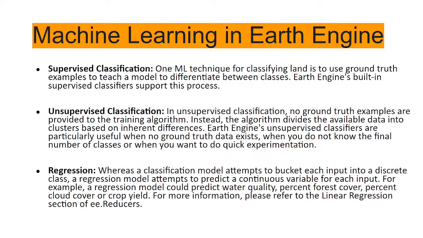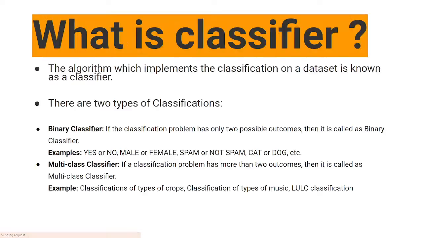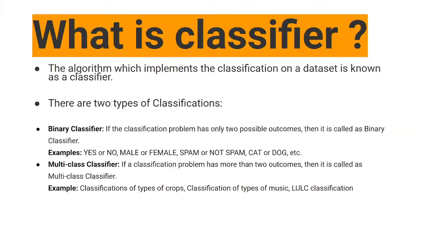Okay, so supervised mainly needs a training sample, and unsupervised doesn't need any type of training sample or training data. So this time, first of all, you can see what a classifier is. A classifier is the algorithm that implements classification on a dataset.